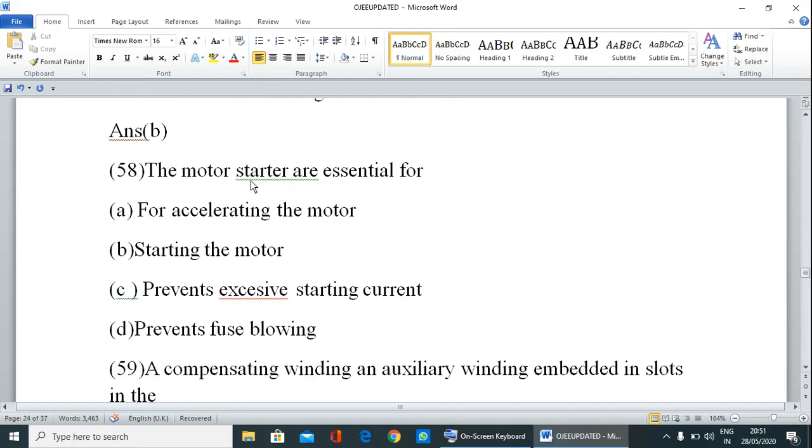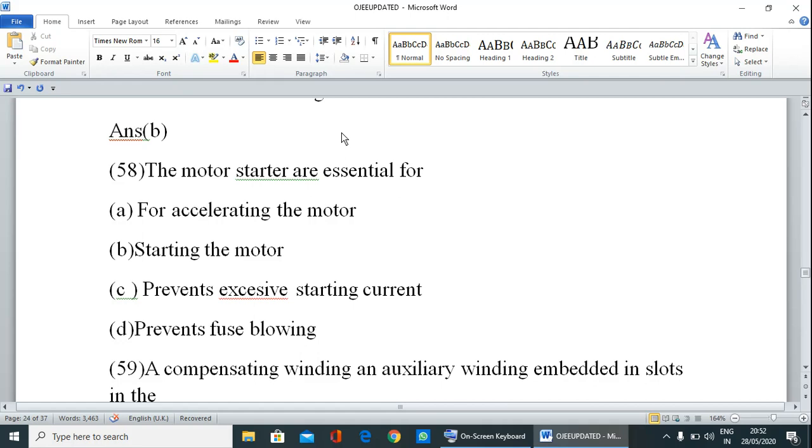So next question, the motor starter is essential for accelerating the motor, starting the motor, preventing excessive starting current, or preventing fuse blowing. Correct answer is it prevents excessive starting current. So the starter is not used for starting the motor. If we do not connect the starter, then also we can start the DC motor.